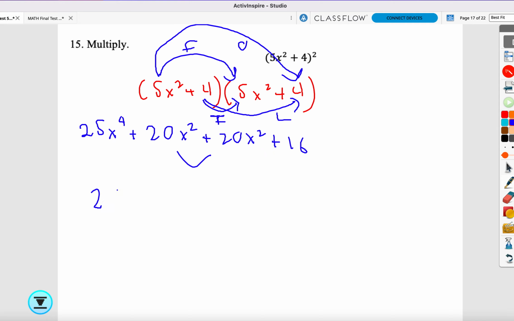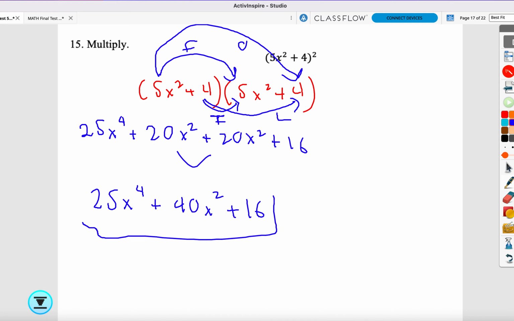Combine your middle terms because they're like terms. You're just going to add them, which is just 40x squared plus 16. And you're done.